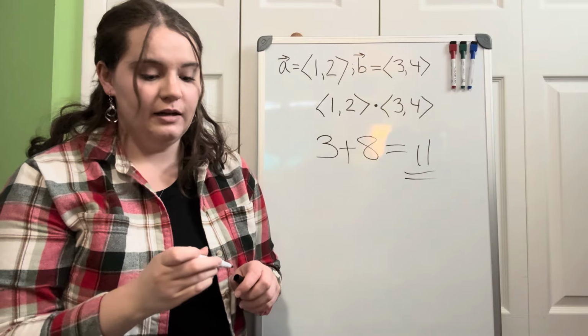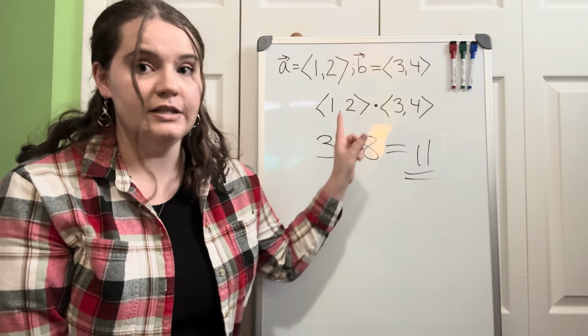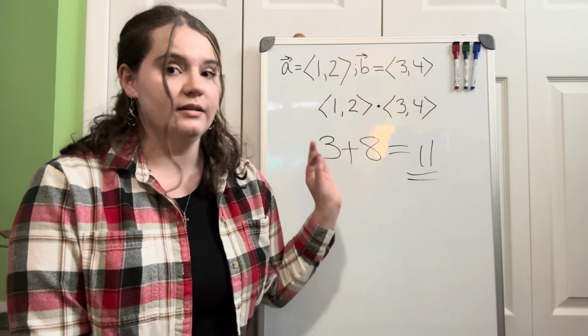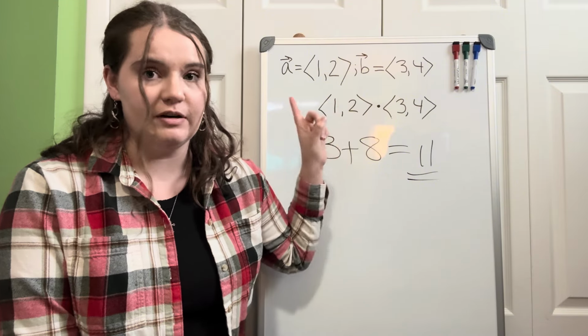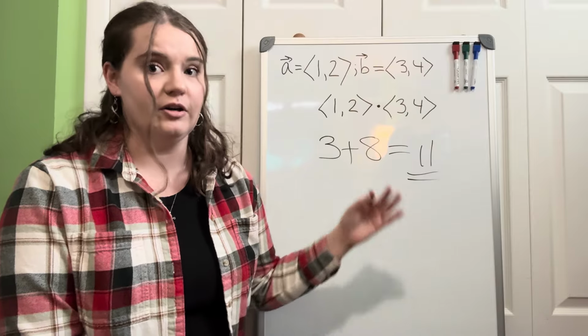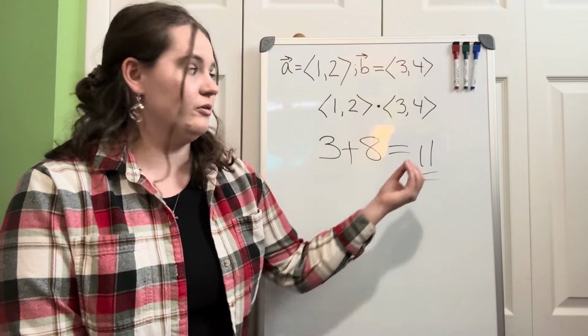And there you have it. 11 is the dot product of these two vectors, and this is going to be our final answer. 11 is the dot product of vector A and vector B. The dot product is not going to be another vector. It is going to be a single value.